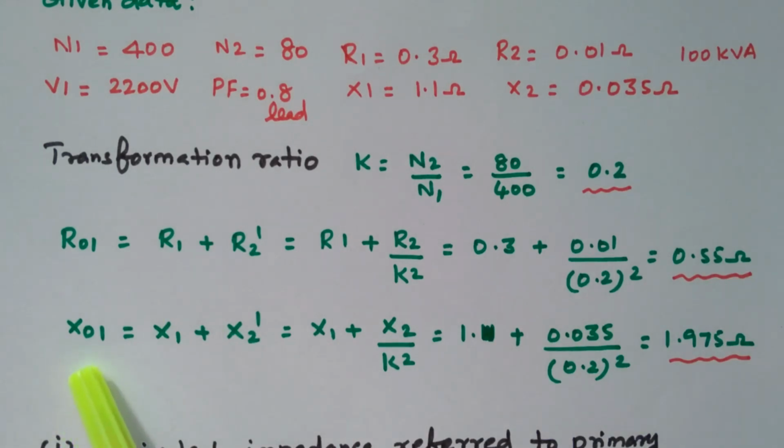Similarly, the reactance X01 equals X1 plus X2 dash. X2 is the reactance in the secondary, which when transferred to the primary becomes X2 dash. X2 dash is nothing but X2 divided by K square. X1 is 1.1 plus X2, 0.035, divided by K square, 0.2 square. By simplifying we got 1.975 ohm. The total reactance of the transformer referred to the primary is 1.975 ohm.